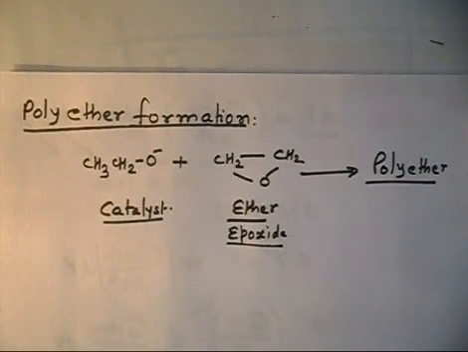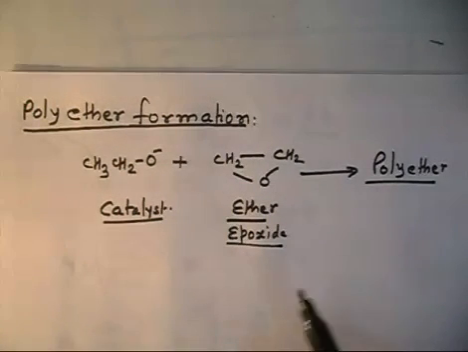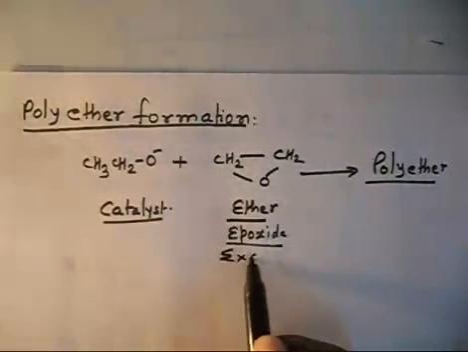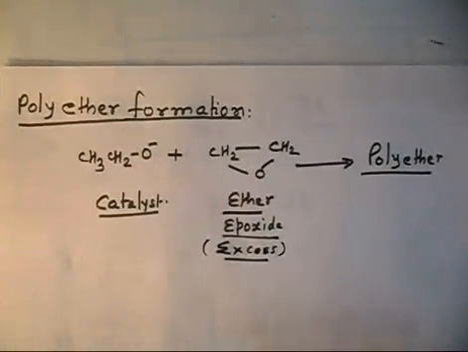So you have an epoxide and you have CH3CH2O minus. This is basically acting as a catalyst and the product will be polyether. This means you have to add this molecule n times, many times the same molecule. So I am taking this in excess, which means I have to add the same molecule many times. So you just write the product.